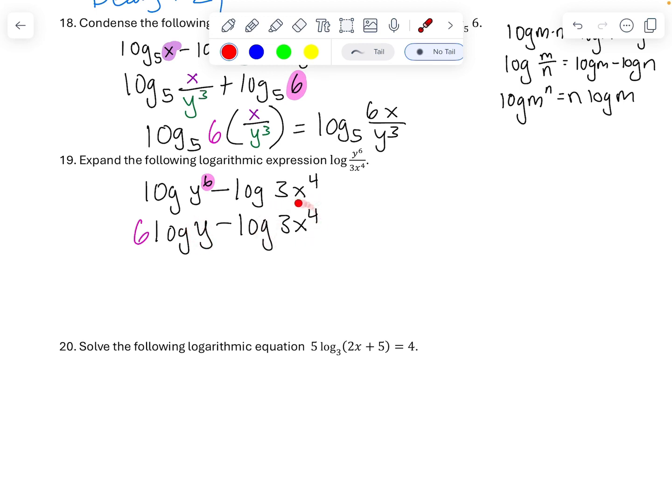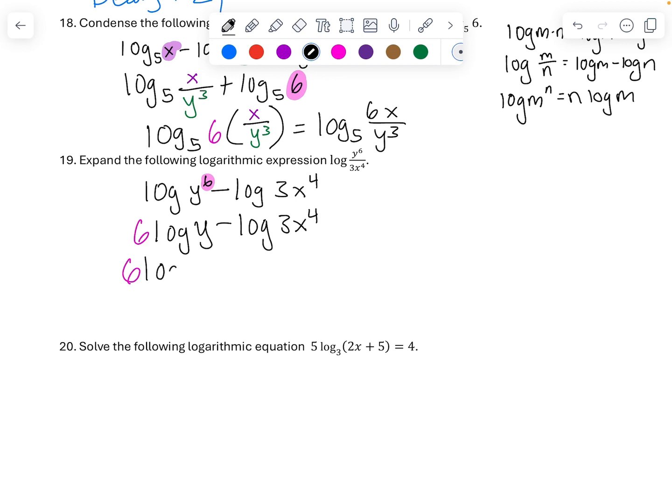But here I notice that I've got a couple things going on. I've got my 3 times my x to the 4th. What I want you to remember here, this 3 is not attached to this 4 at all. This 4 is only attached to my x. Okay, if it were to be attached to the 3, I would see parentheses, but I do not see parentheses here. So I just see the multiplication of the 3 by the x to the 4th. And before I can bring that 4 down, I have to get rid of the 3.